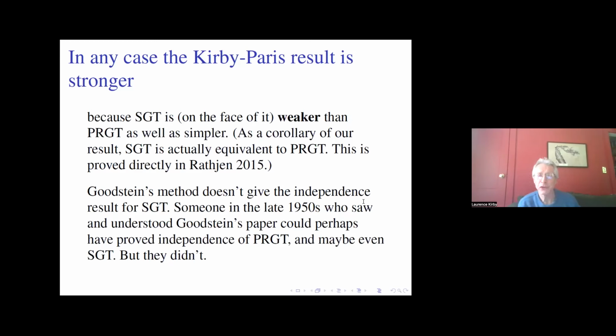In a paper by Ratchen in 2015, he gives a proof of independence of the special Goodstein by kind of separating out the stages. The translation of Gentzen's theorem to PRGT is simple, and then he separates out the proof that SGT implies PRGT, which he does combinatorially, you can kind of pad out those descending sequences.